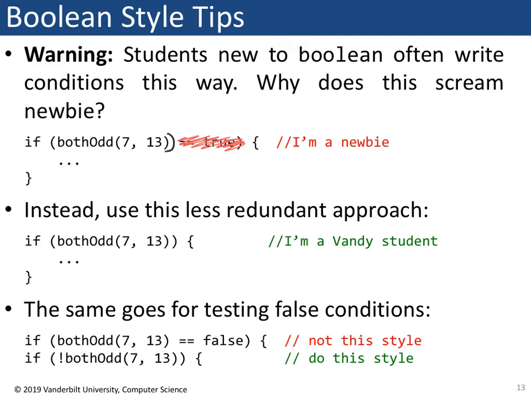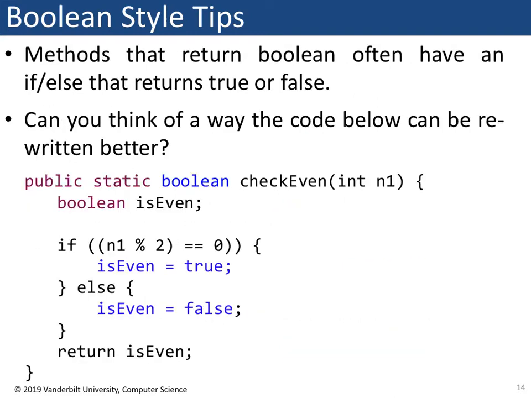So not bothAreOdd. It's common for Boolean methods, so methods which return a Boolean value, to contain some sort of if structure. And this if structure decides whether to return a value of true or false. Again, this is less than optimal because there's an easier way to go about it and a more readable way to go about it.